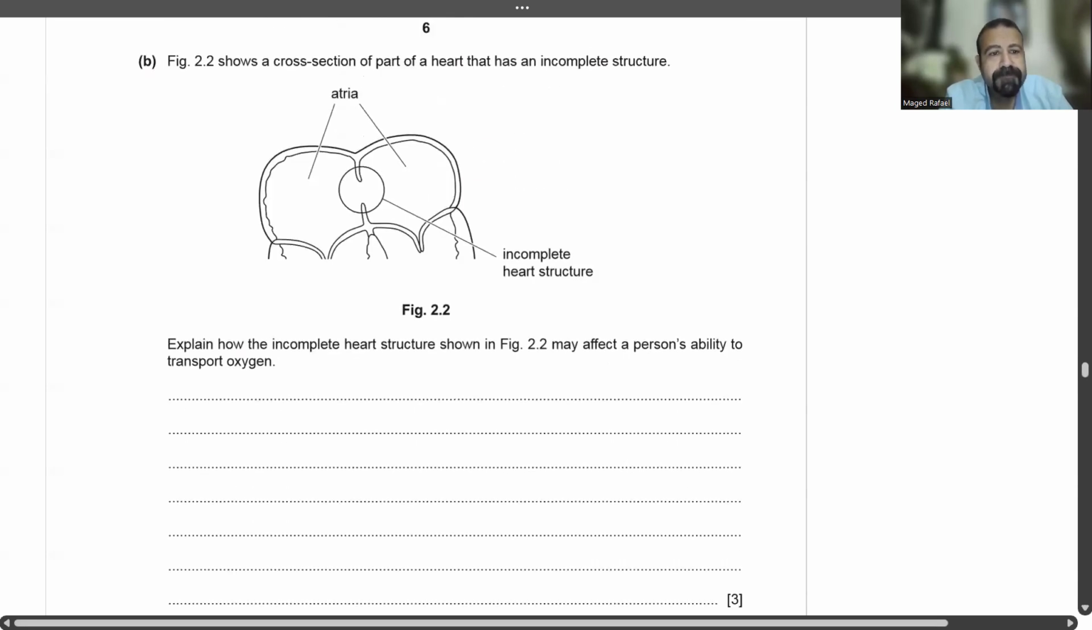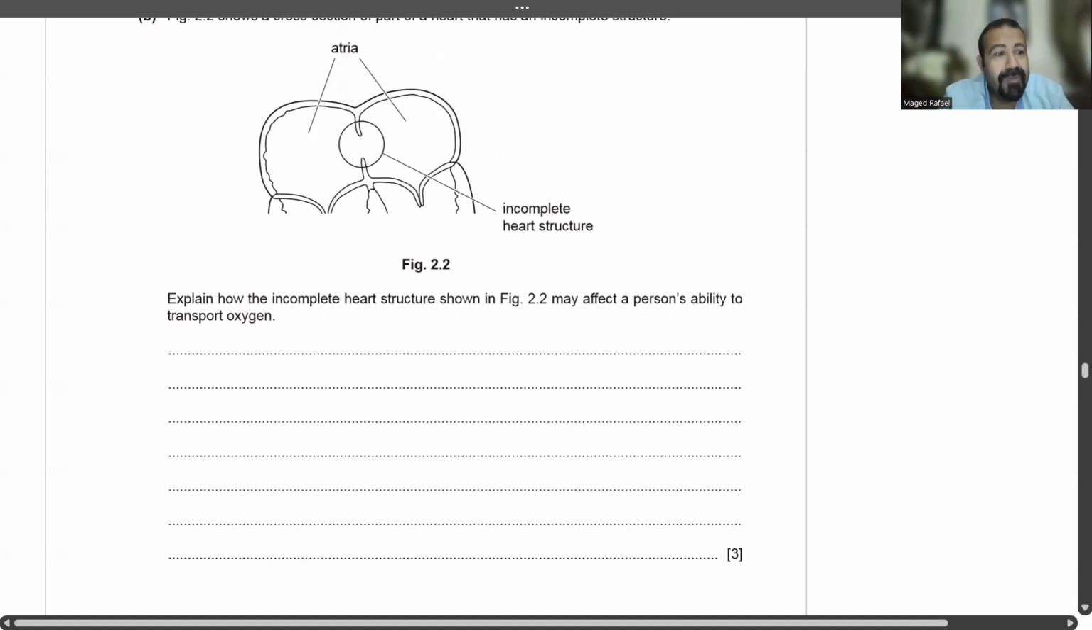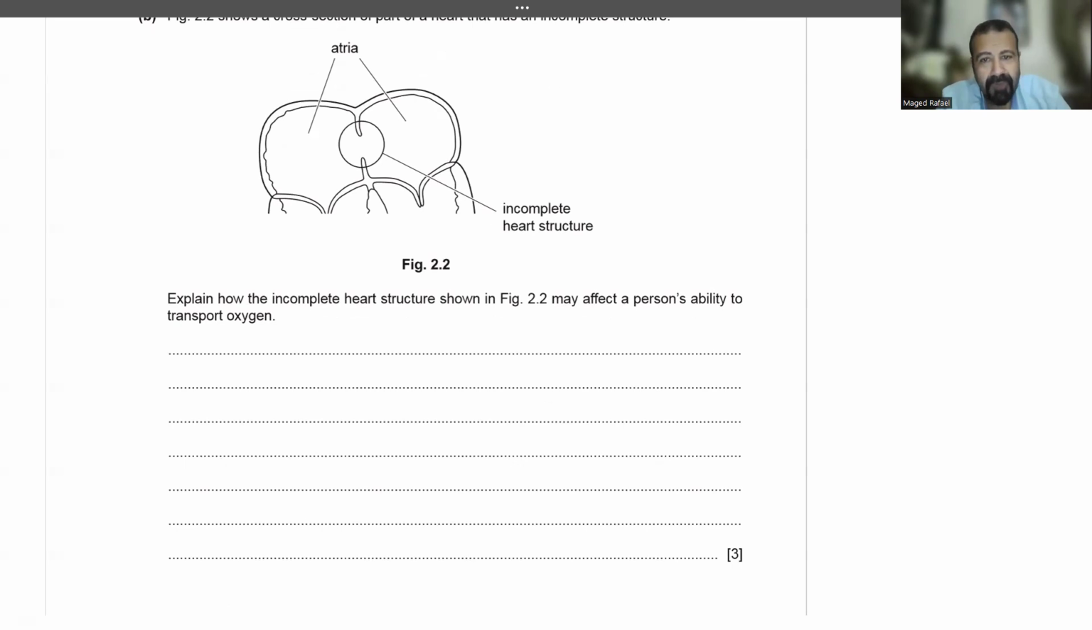It is a 3 marks question. How could Malak steal the first mark from the examiner? You should say this is a hole in what structure? What is the name of the separator, the barrier? The septum. Exactly, the septum. So we can say this is a hole in the septum, so the left atrium is joined to the right atrium.